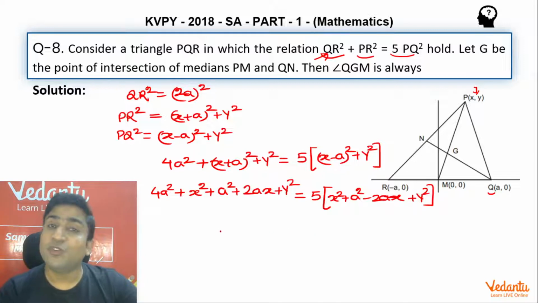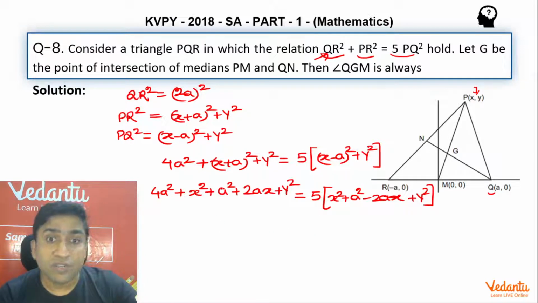All I have to do is to simplify this equation, and if you watch it very carefully, the left hand side is having 5a square, the right hand side is also having 5a square. They both are going to get cancelled.